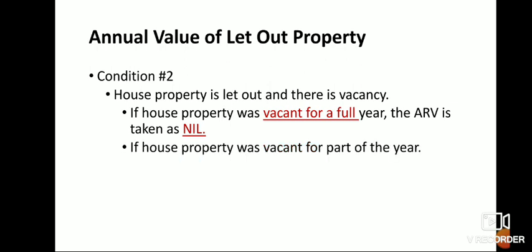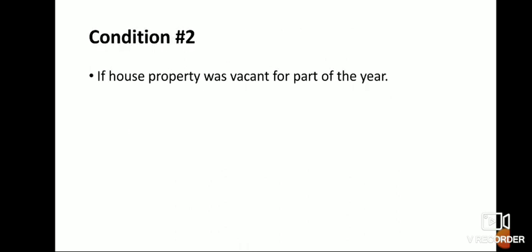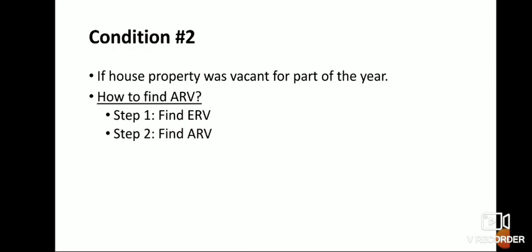If the house property was vacant for a part of the year, this is how we'll find out the ARV. Step 1, we'll find the ERV, which is the same as the previous problem. Next step, we find the ARV. After finding out the annual rental value, we deduct the loss due to vacancy and we will get the final answer or the final ARV.